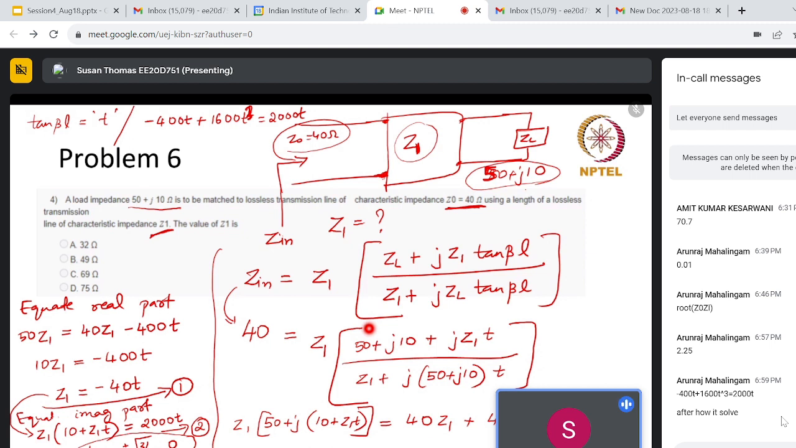So how to solve? What you can do is, in the calculator, you take the equation with the power 3 and substitute the coefficients: for t cube, for t square it is 0, and for t it will be minus 2400. Then you will get the answer for t.